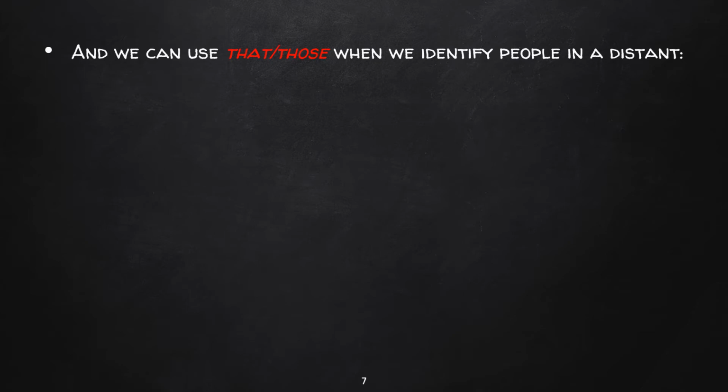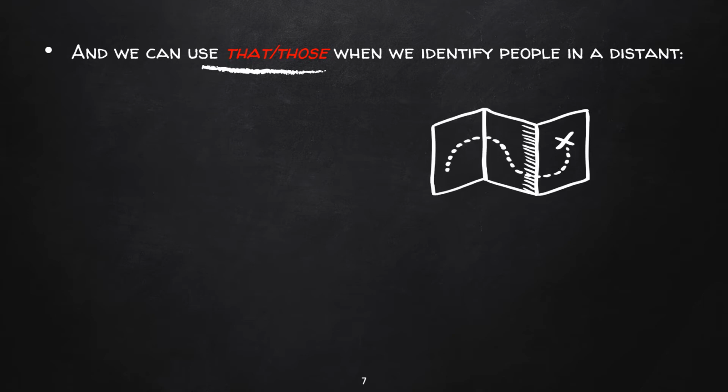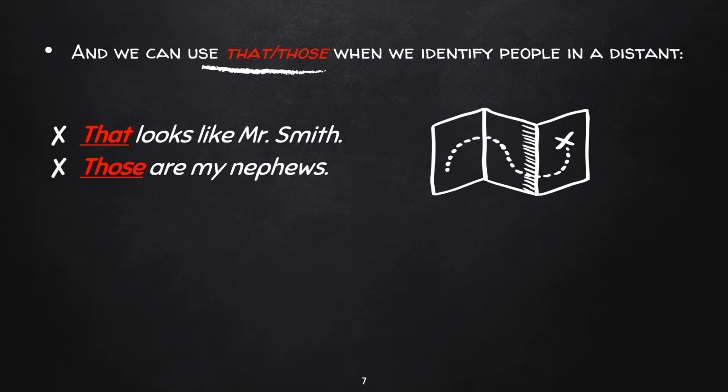And we can use that and those when we identify people in a distance. As we have said, that and those are used to refer to far objects. For example, that looks like Mr. Smith. So the speaker here is standing away, pointing at somebody that he thinks he recognizes. Those are my nephews.